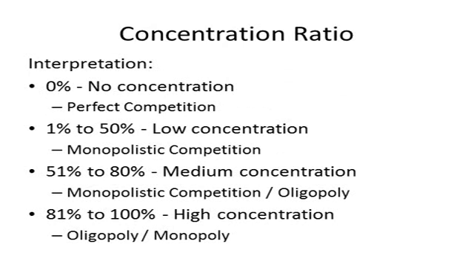Once the concentration ratio has been calculated, we then need to compare the results with a known set of values. 0% indicates no concentration. 1% to 50% represents a low concentration, which is either monopolistic competition or perfect competition. 51% to 80% is a medium concentration, which is characteristic of monopolistic competition or oligopoly. And 81% to 100% is a high concentration, which indicates either the existence of an oligopoly or a monopoly.